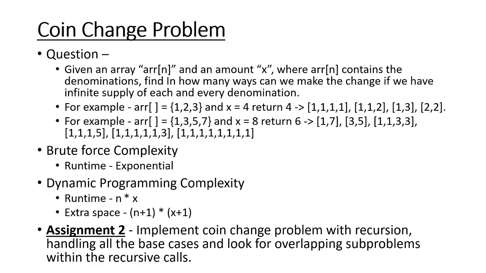Hello everyone. So in this lecture we will be discussing the coin change problem. So what does this question say? This question says that we are given an array and an amount x. The array contains the denominations, and we need to find in how many ways we can make the change x if we have infinite supply of each and every denomination.